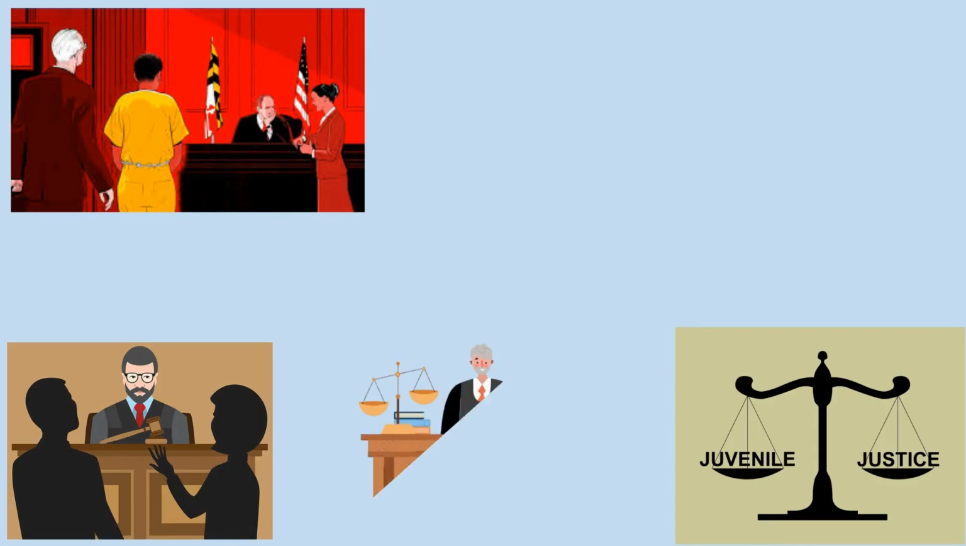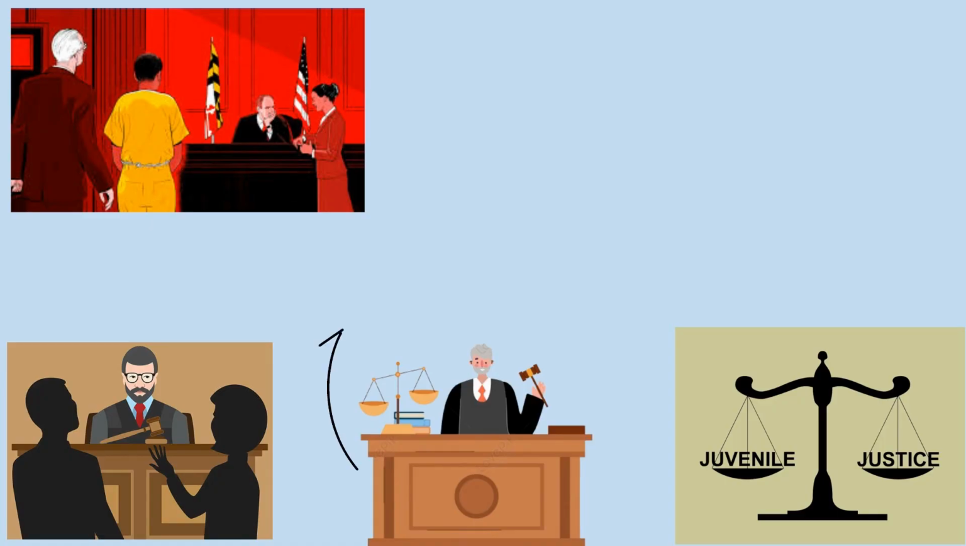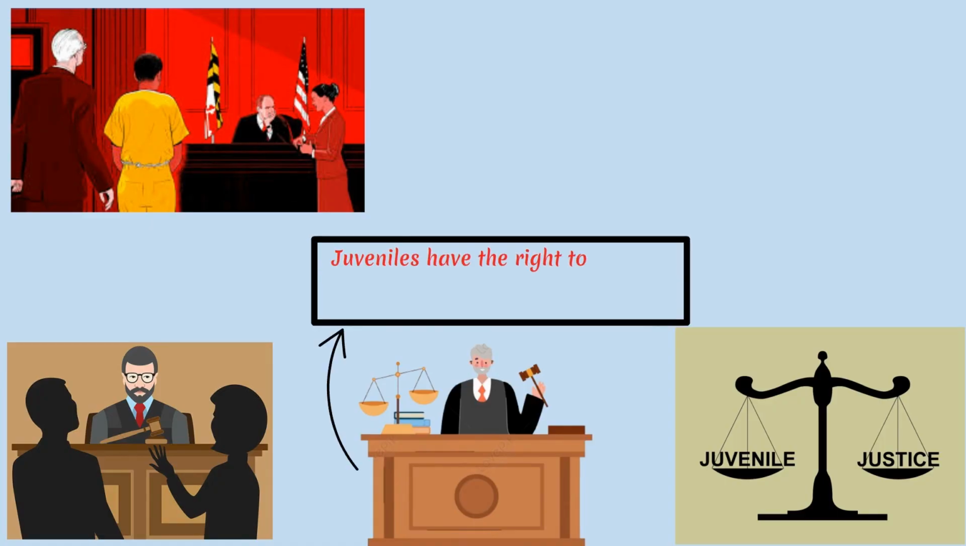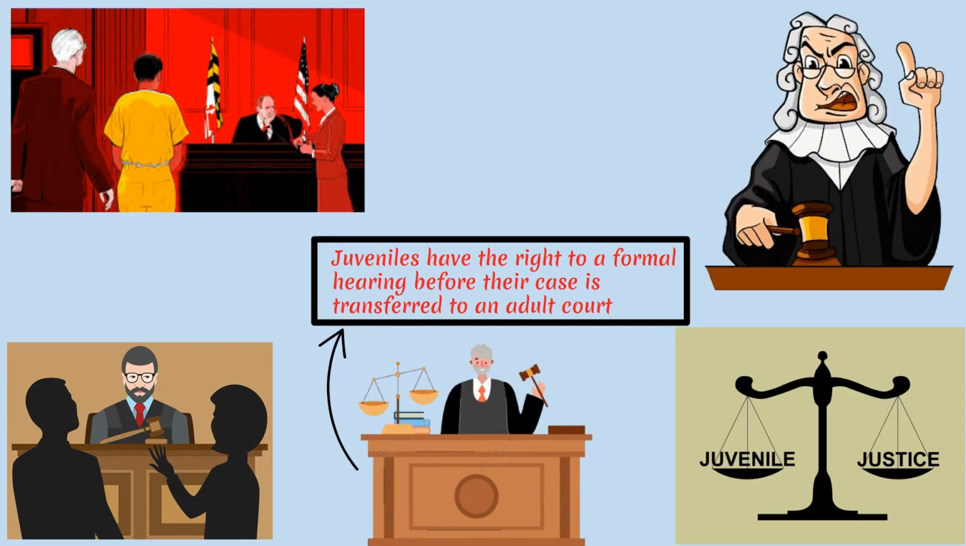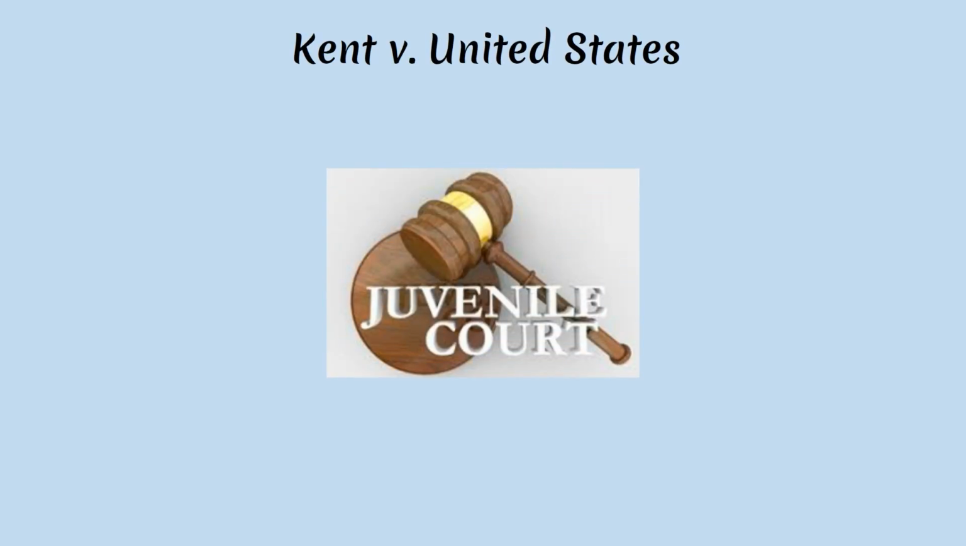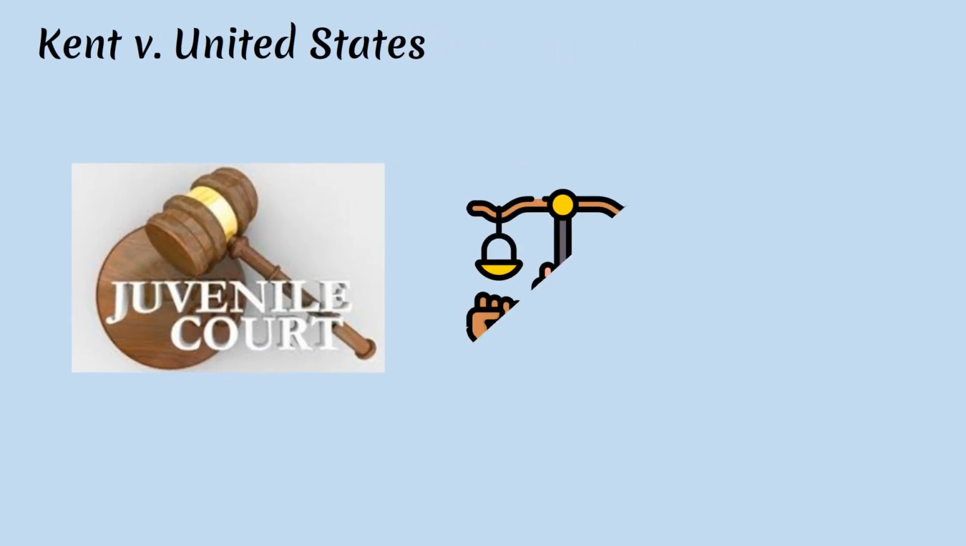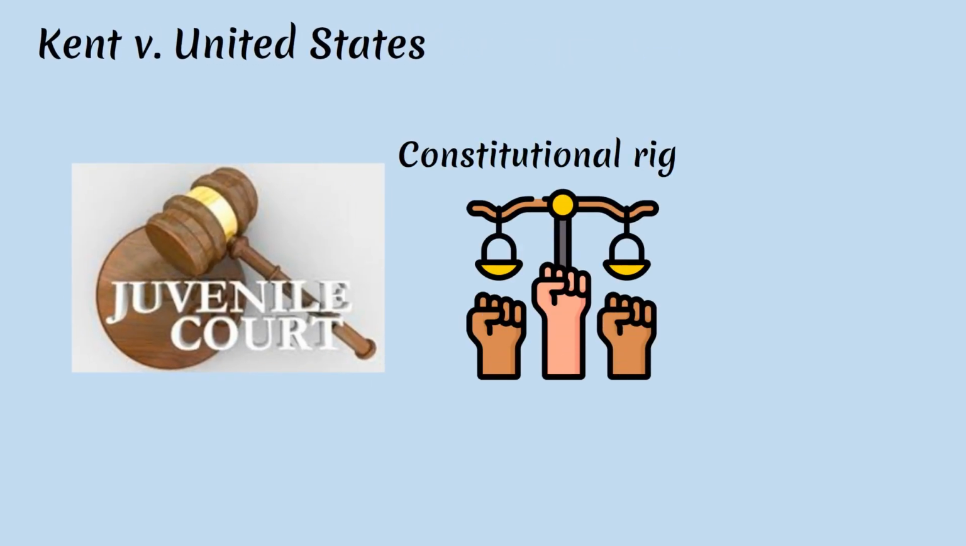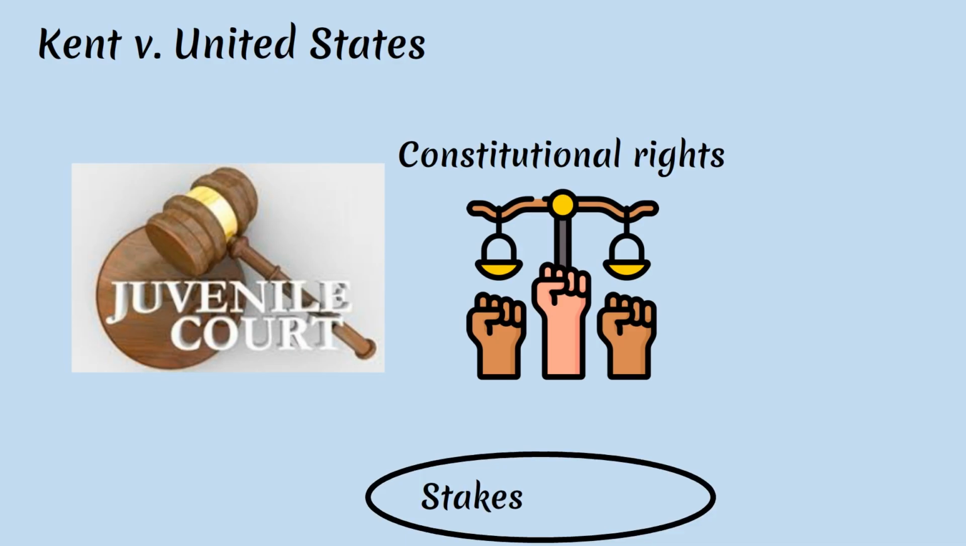The Supreme Court ruled in favor of Kent, asserting that juveniles have the right to a formal hearing before their case is transferred to an adult court. The court emphasized that a statement of reasons must accompany such decisions and that juveniles are entitled to legal representation during these proceedings. The decision in Kent v. United States marked a significant shift by requiring juvenile courts to consider the constitutional rights of minors, particularly in cases where the stakes are high.